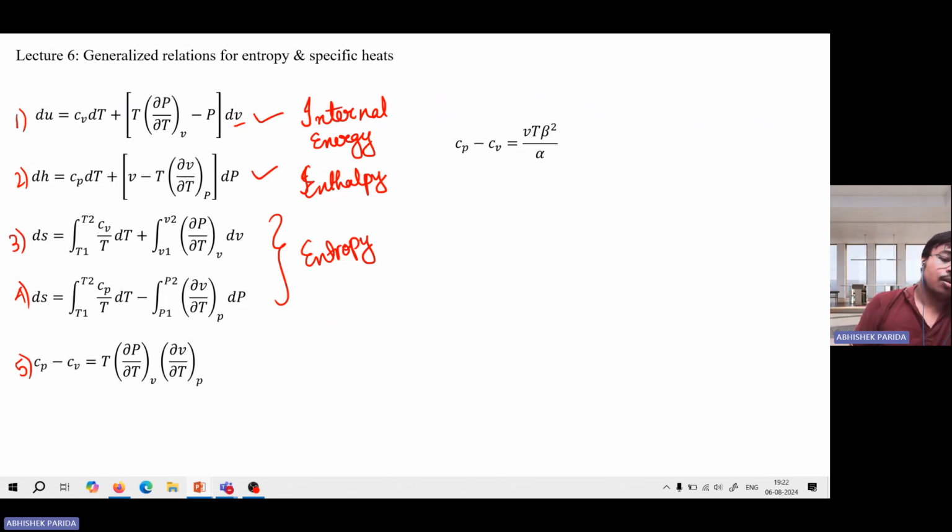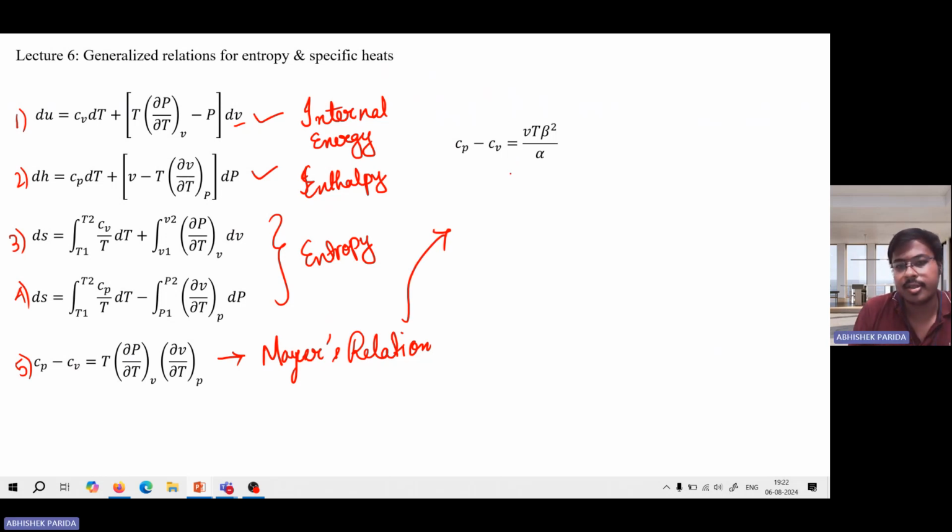Now, this relation is also named Mayer's relation. Even this relation was derived in the lectures; you can go through them. And a few other things were known from this relation because we arranged a few things, and we could find that Cp minus Cv is equal to specific volume times temperature times beta square by alpha. What is beta? It is the volume expansivity.